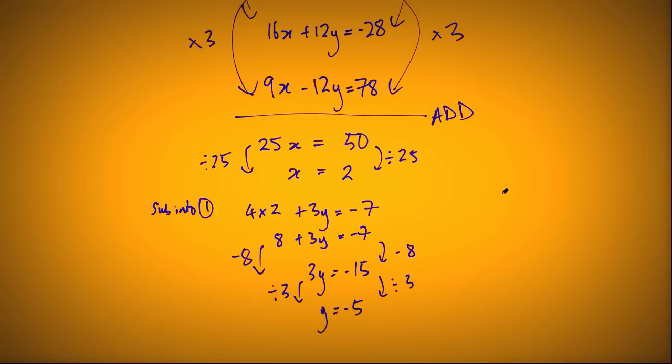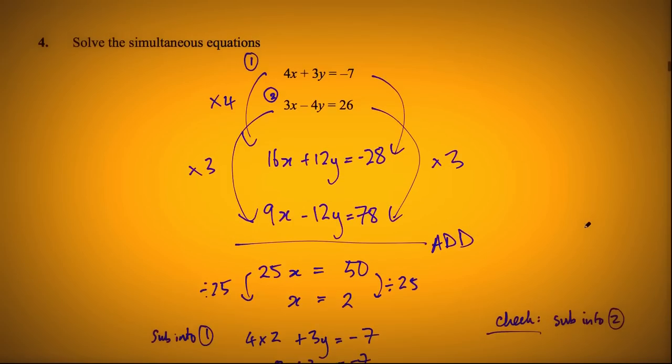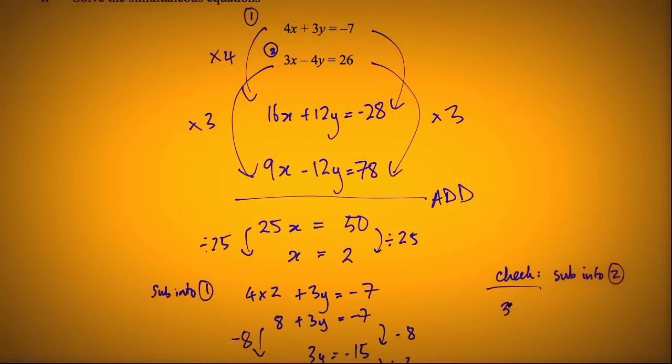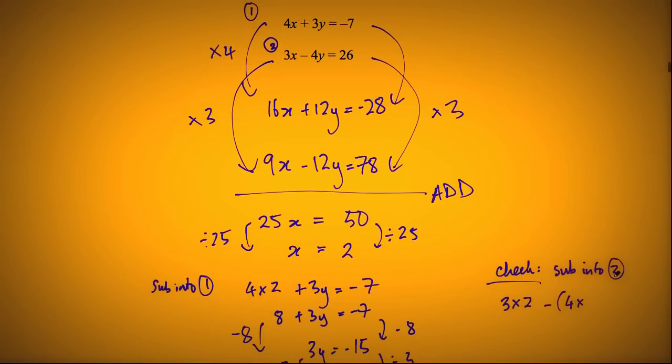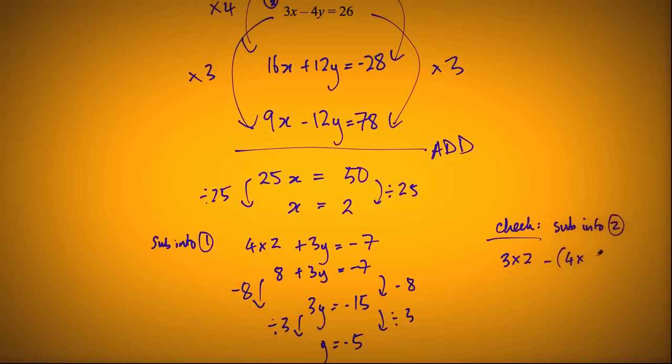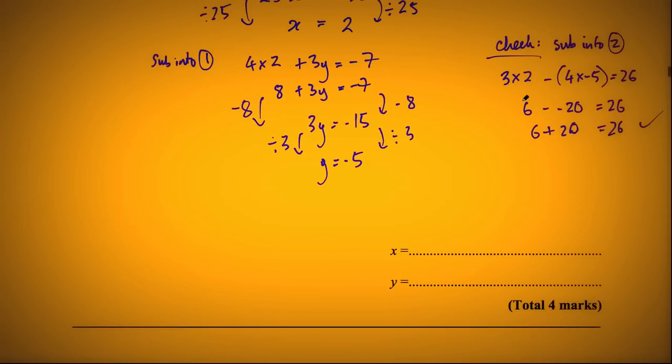So I've got my two answers, and of course I want to check that because it's one of the questions where I can check simultaneous equations. So checking this, sub into equation 2, the equation I haven't used so far. So 3x, 3 times 2, minus 4 times minus 5 equals 26. That is 6 minus minus 20 equals 26. 6 plus 20 equals 26, which is true. So I've got my answers correct. X equals 2 and y equals minus 5.